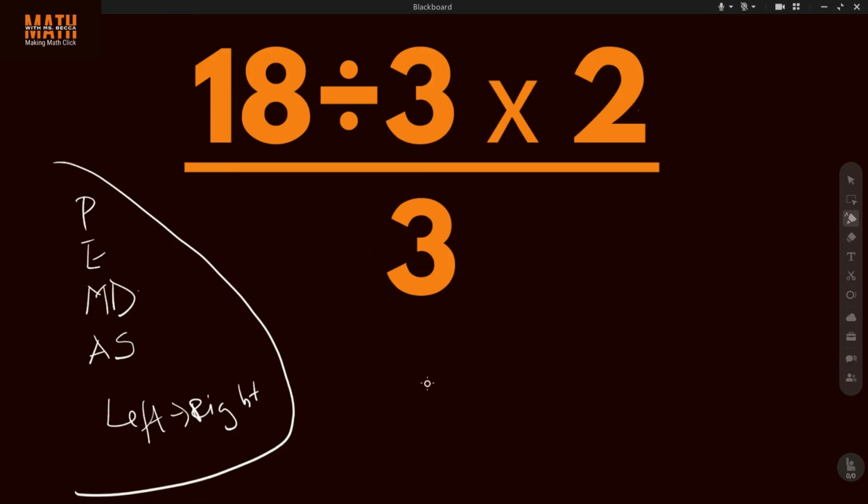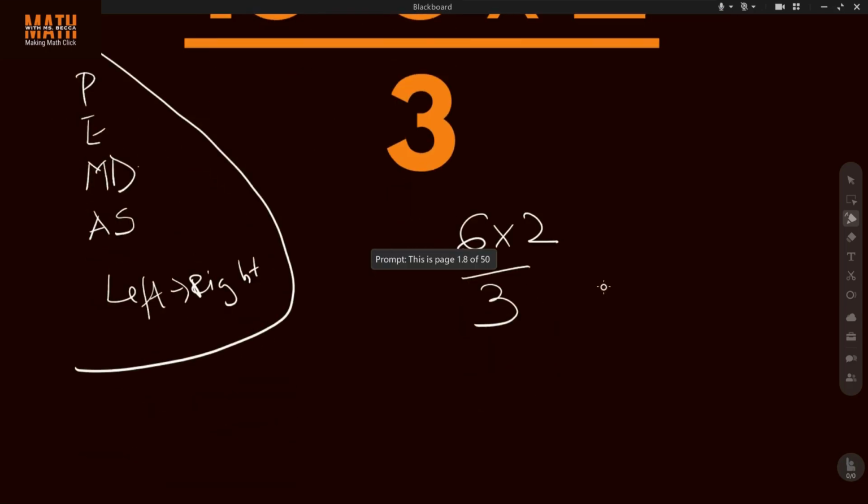18 divided by 3 gives 6. So this becomes 6 times 2, then over 3. 6 times 2 is 12. So, or we can say 3 will go here 1 and 3 will go here 2. So this becomes 2 times 2 and the answer is 4.